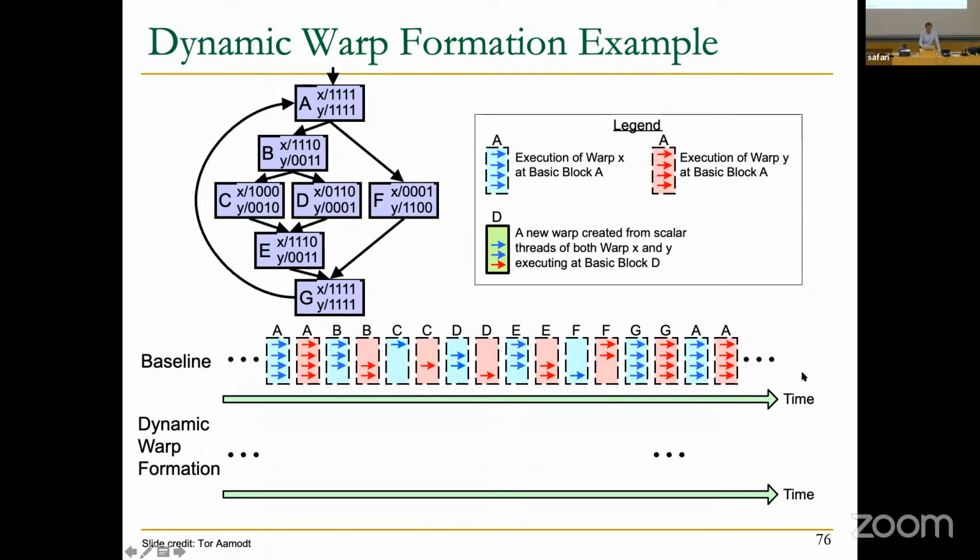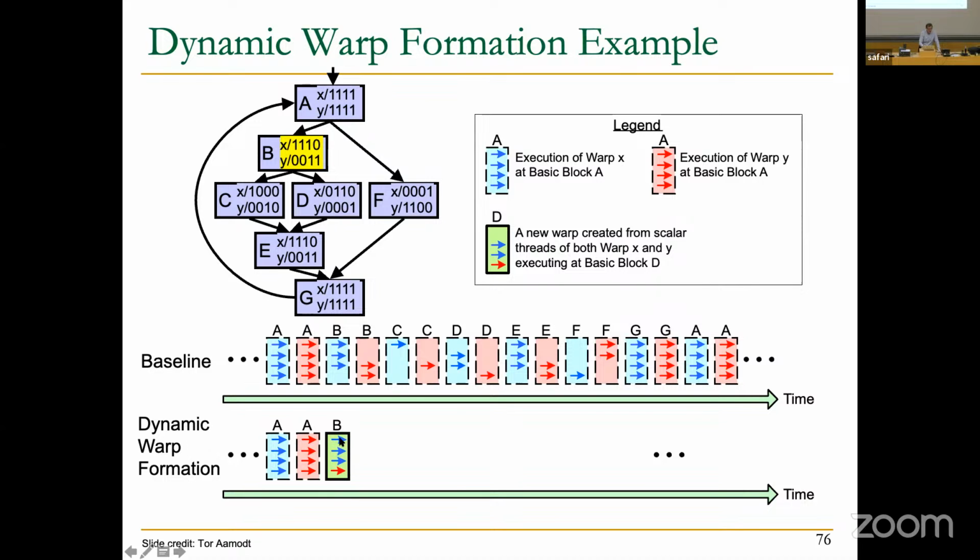But now you can create a new warp from scalar threads of both warp X and warp Y executing at some basic block. So in this basic block D, for example, it will look like this, assuming you can combine them in time. So in dynamic warp formation, what you can do is you combine the ones that are at B. You need to do it before feeding them into the pipeline, of course, right? Because once you execute, you figure out the warps, you figure out what the next instruction will come and what is your mask. And then you can actually do this before you feed the warp into the pipeline again.